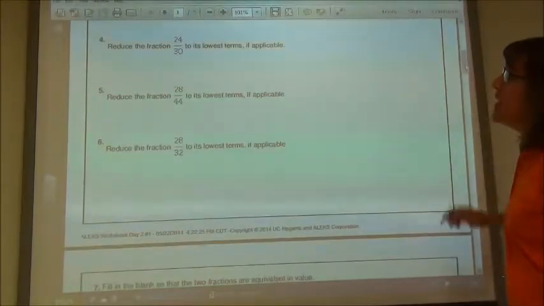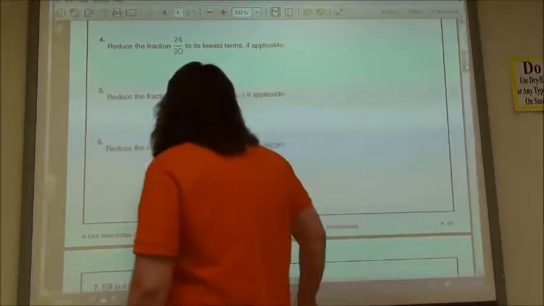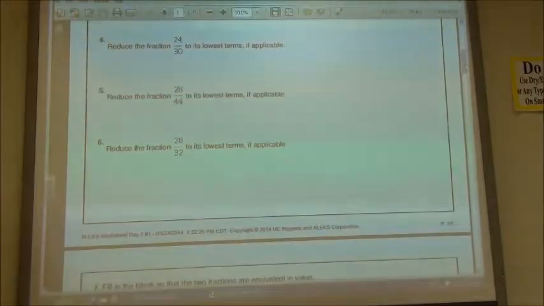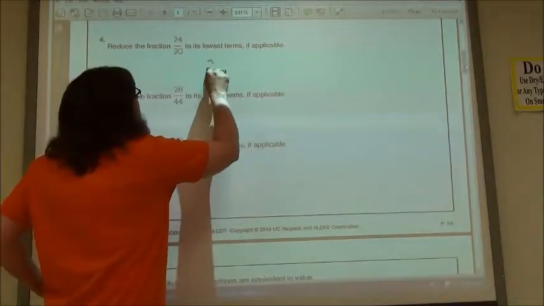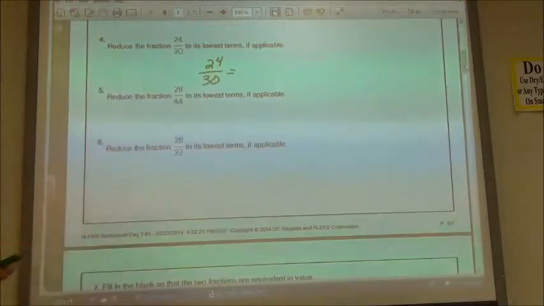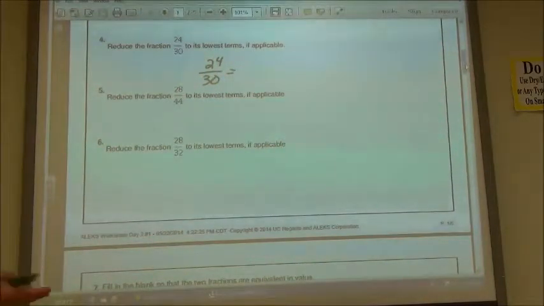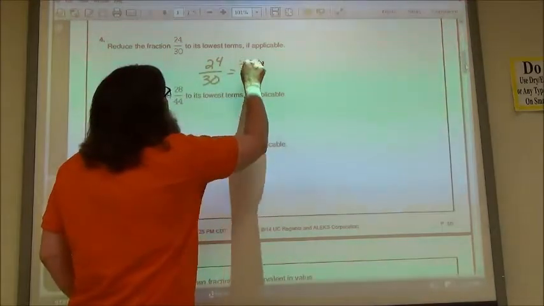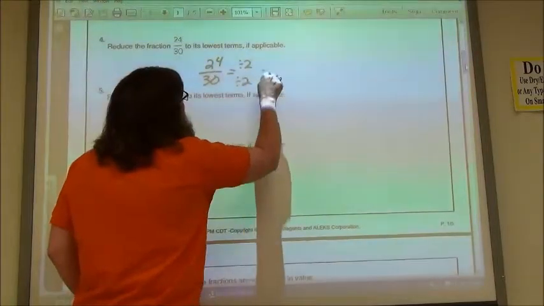4, 5, and 6 just say to reduce my fraction to lowest terms. So whether it's a proper fraction or an improper fraction, when they tell you to reduce it, they just want you to divide by any common factors. If I have 24/30ths, I might look at that and say, both of those are even numbers. I know I can divide by 2. So I'm dividing both the top and the bottom by 2.